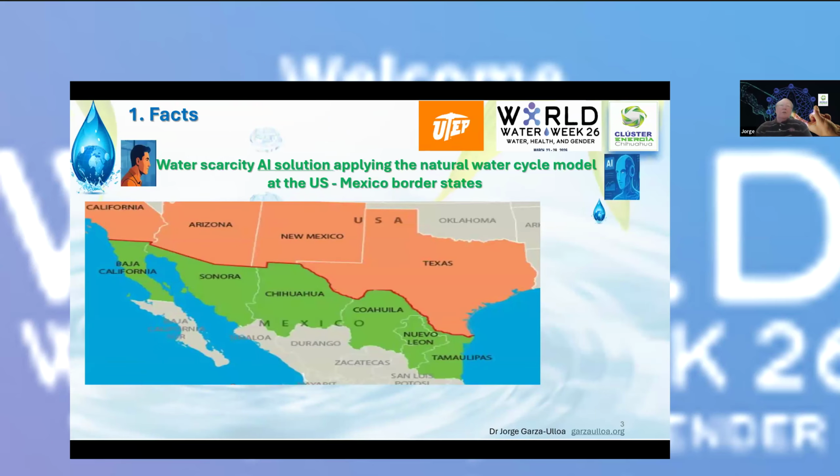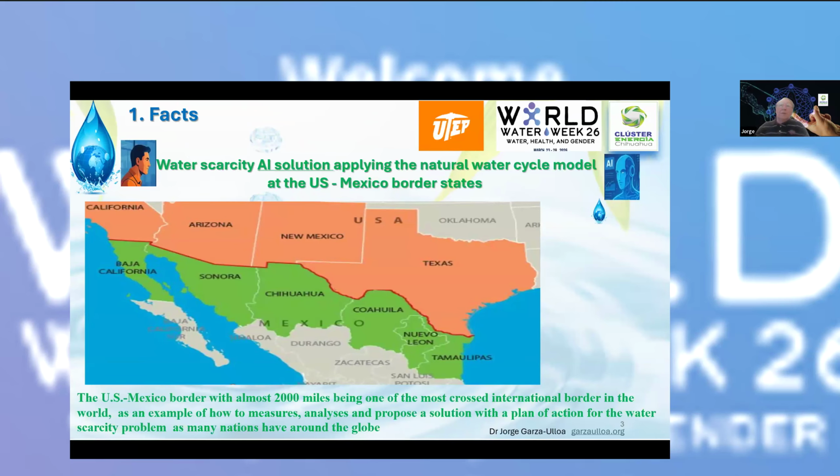Okay, everybody knows we are at the border between the United States and Mexico. But everybody has to worry because we have 2,000 miles, and this is one of the most crossed international borders in the world. It's very busy. And right here, we're going to see an example of how to measure, make analysis, and propose a solution with a plan of action for the water scarcity problem as many nations have around the globe.